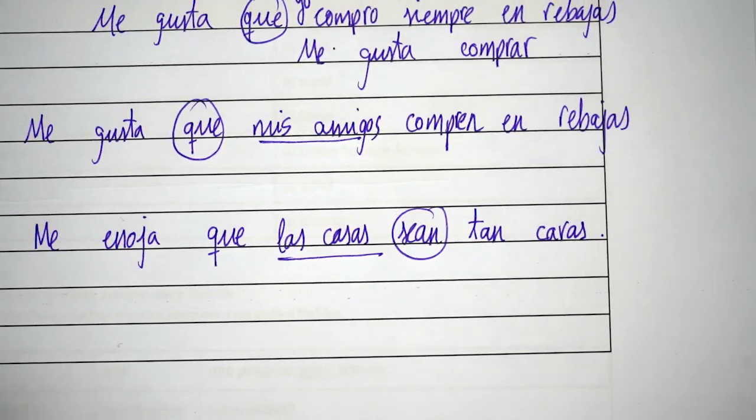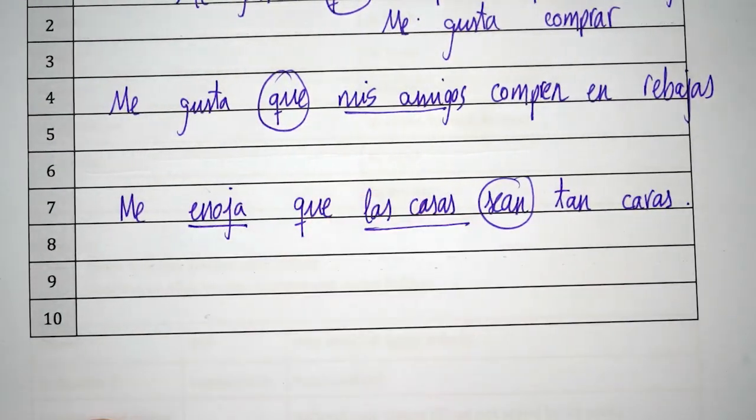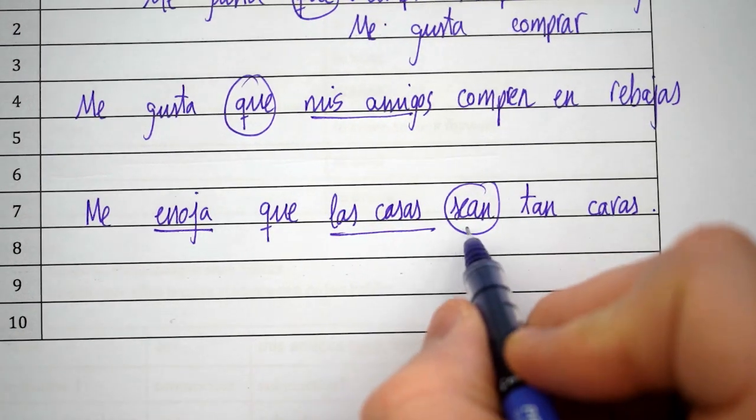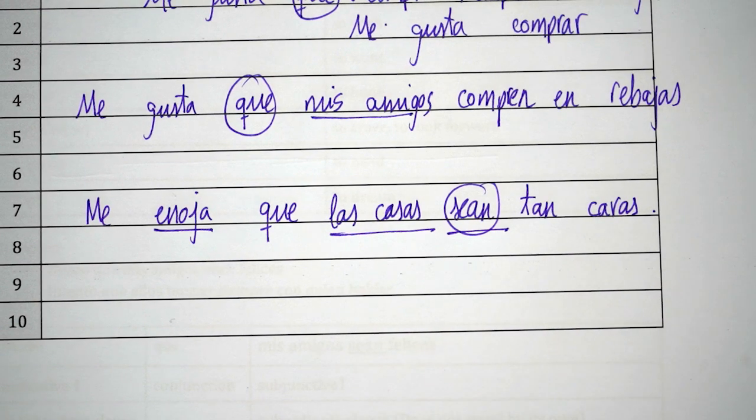So in this sentence, again, I have the enoja, it upsets me, and I have the verb in the subjunctive form, because again I'm speaking about the subjectiveness.